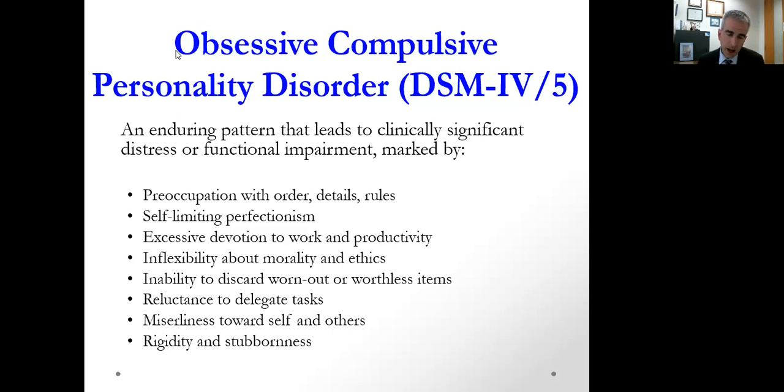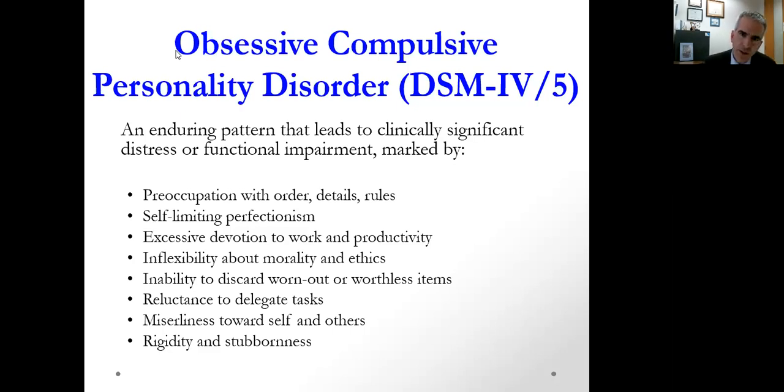Rigidity is another common feature, or core feature, of OCPD. Stubbornness: it's hard to sway them once they've made their decision about something. There's an insistence on one way of doing things, or wanting to control. And so that's another thing to look out for.